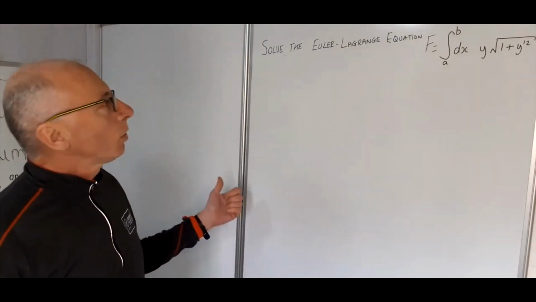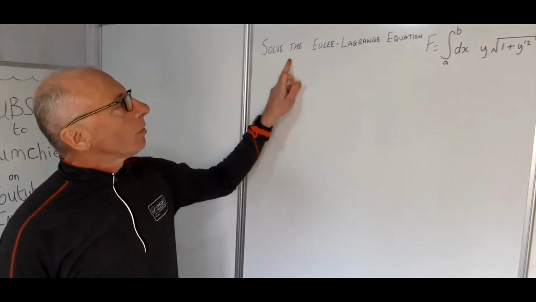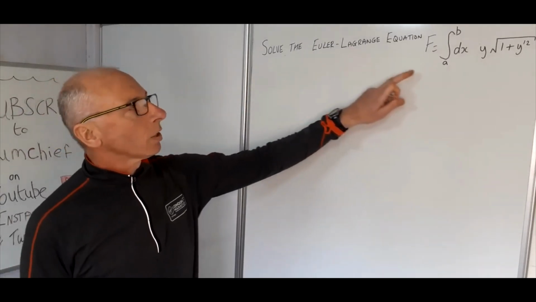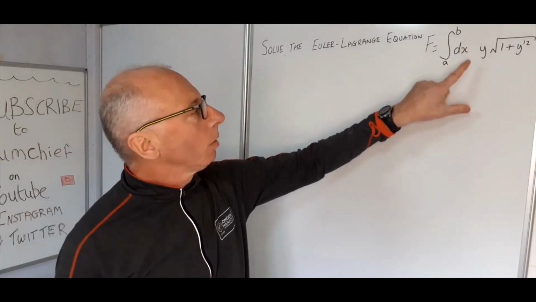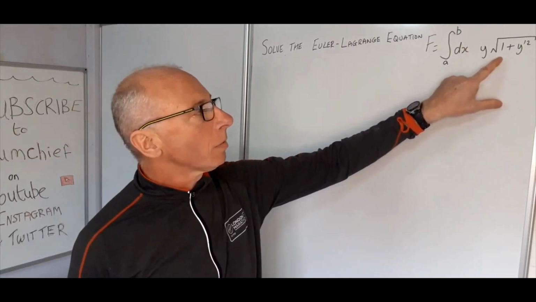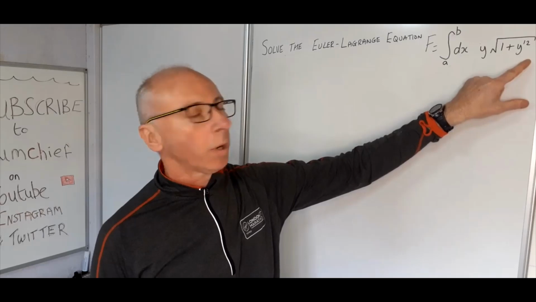Okay, so we're going to do some multivariable calculus. We're going to try and solve the Euler Lagrange equation for this functional here. It's the integral from a to b with regards to x, y times the square root of 1 plus y prime squared.